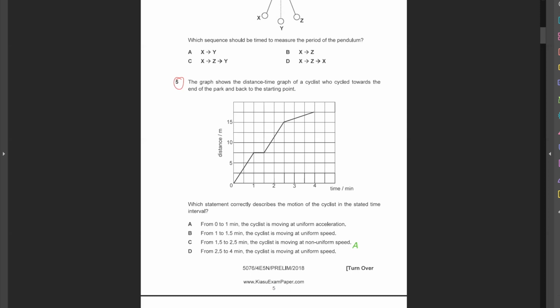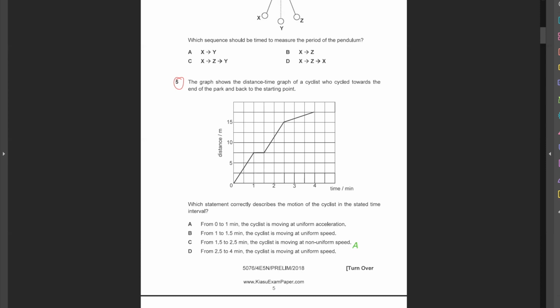Number 5. The graph shows a distance-time graph of a cyclist who cycles towards the end of the park and back to the starting point. Which one describes the motion of the cyclist in the stated interval? 0 to 1, the cyclist is moving at uniform acceleration.